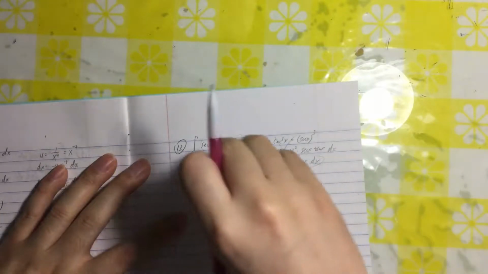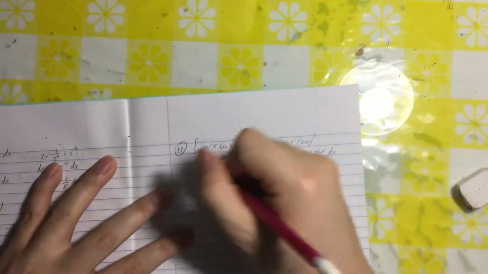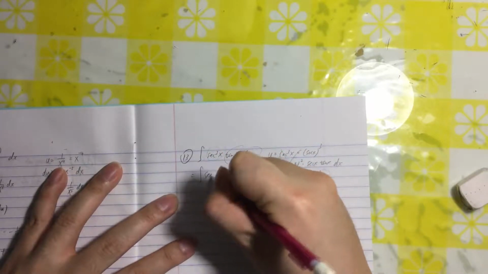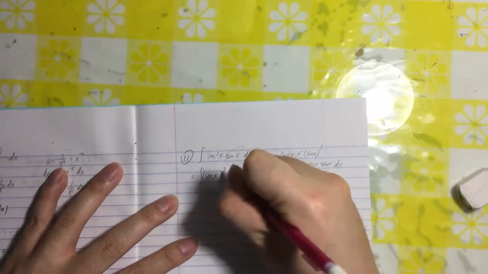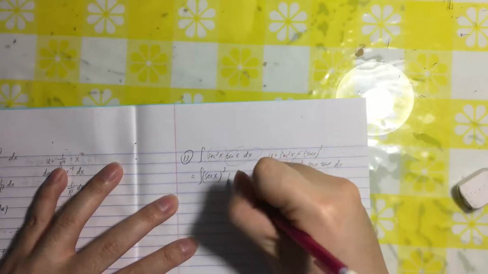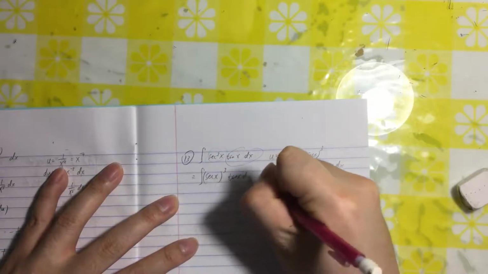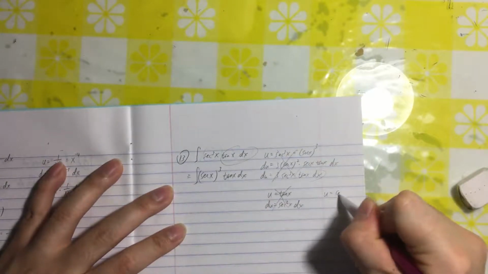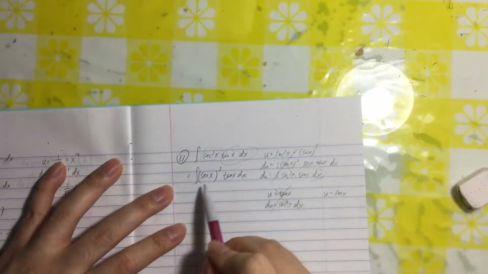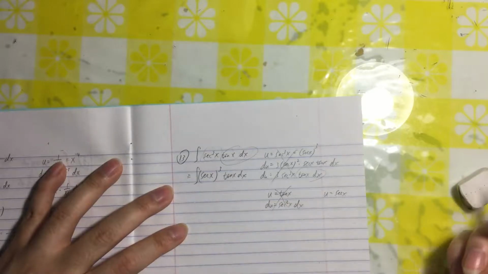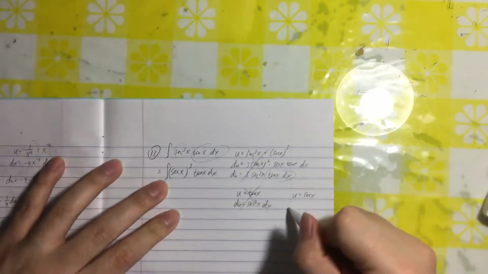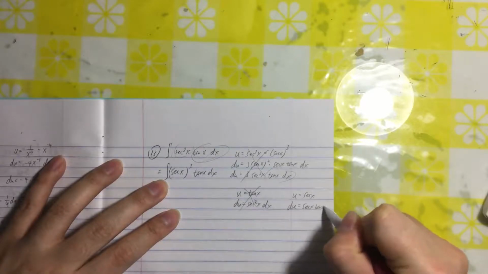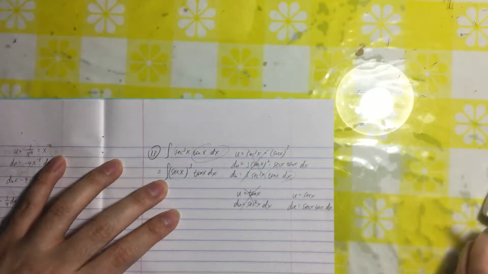We can think of it this way. If we think of secant cubed x as secant x squared times secant x tangent x dx. If I let u be secant x, does it work? Let's try. What's du? du is secant x tangent x dx.